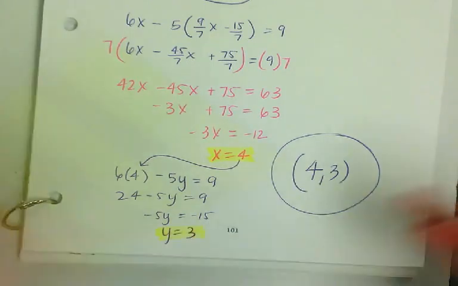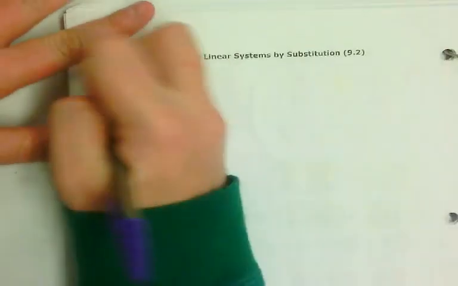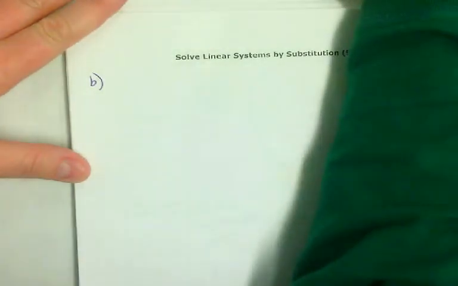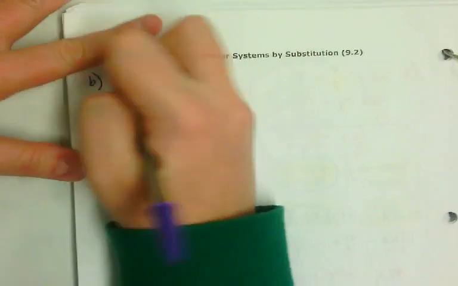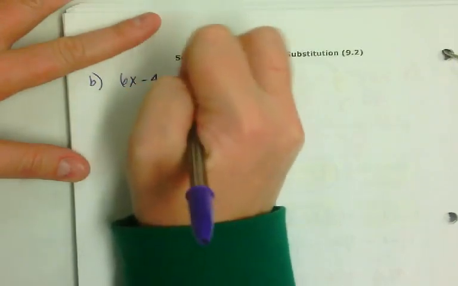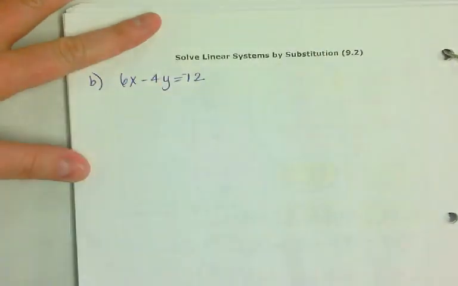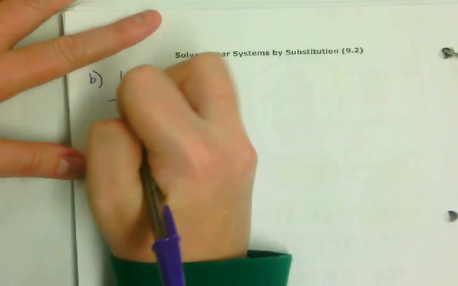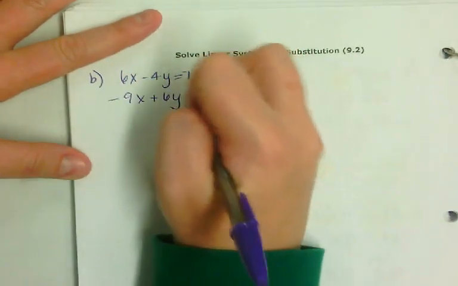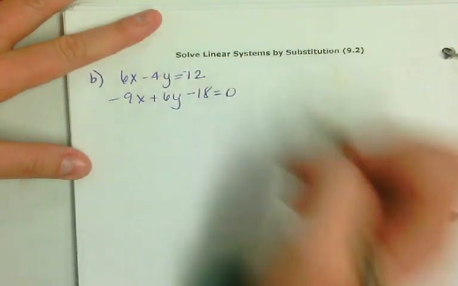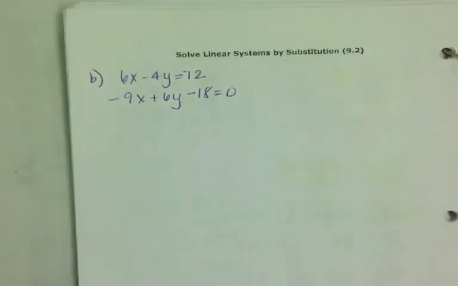All right, we're going to go ahead and turn the page. We have 2 examples to do on this page. So example B is what we're going to do next. Example B is 6x minus 4y equals negative 12, and negative 9x plus 6y minus 18 equals 0. Now, neither of these are real pretty to isolate, but okay.